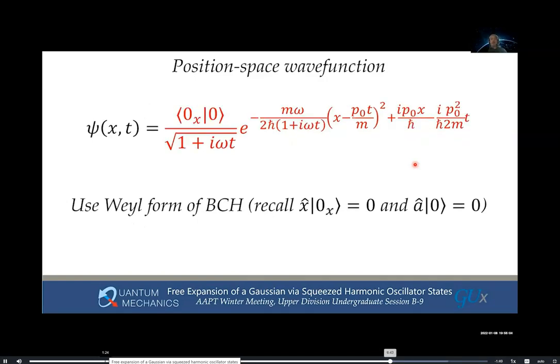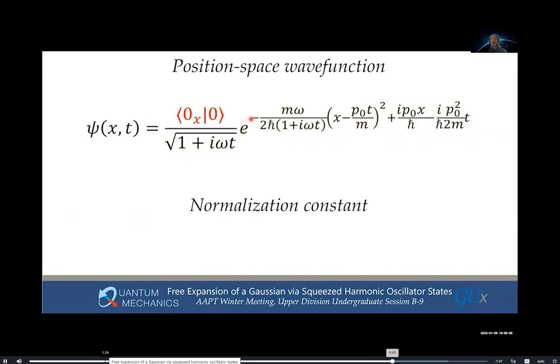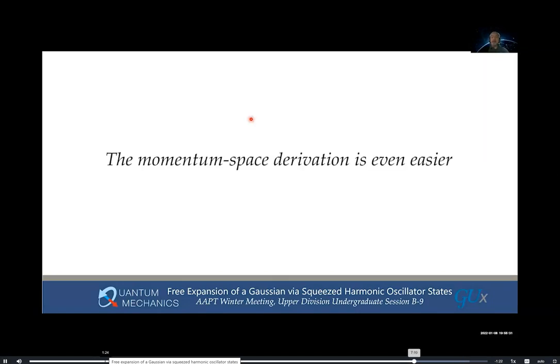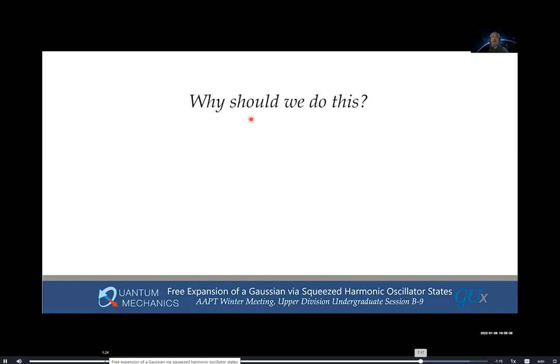And there you go. Aside from this normalization constant, that is the free expansion of a Gaussian wave packet. The normalization constant you get from that first simple harmonic oscillator form that I showed you, it's just this number. And then you're done. That's it. I don't have to do 3 Gaussian integrals with complex numbers and complex square roots, all kinds of stuff that's very easy to make mistakes with. The momentum space derivation is even easier because the momentum space wave function of a Gaussian doesn't expand, so the derivation is even easier.